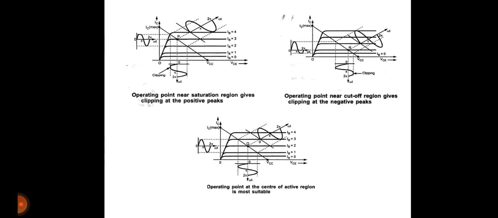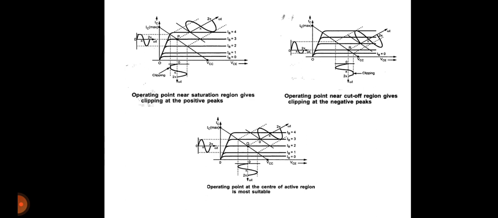Depending on the position of the Q point on the DC load line, we can say some properties of the characteristics. If the operating point is located near the saturation region, then some portion of the positive peaks will be clipped off in its output. It is shown in the first figure. Now coming to the second figure, if the operating point is located near the cutoff region, then some portion of the negative peaks in the output will be clipped off. So it is due to the location of the Q point near the cutoff region.